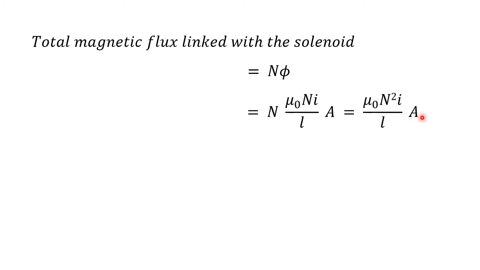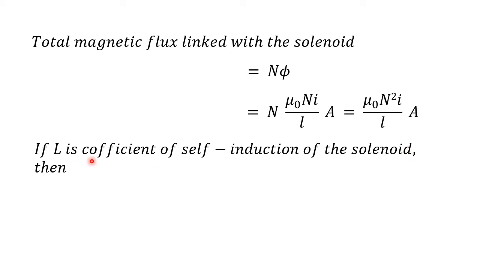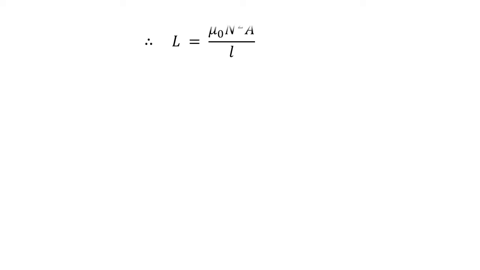But our aim is to analyze the coefficient of self-inductance for the coil or solenoid. If L is the coefficient of self-inductance of the solenoid, then according to the definition, the flux linked with the coil due to current is proportional to current, and the proportionality constant is the coefficient of self-induction. So N phi is the total flux linked with it, so instead of L I, we can write N phi directly. Therefore L I equals mu naught N square I by L into A. Now if you observe, I on both sides gets cancelled, then the coefficient of self-induction for the solenoid, L equals mu naught N square A by L. So this is the expression of one kind.